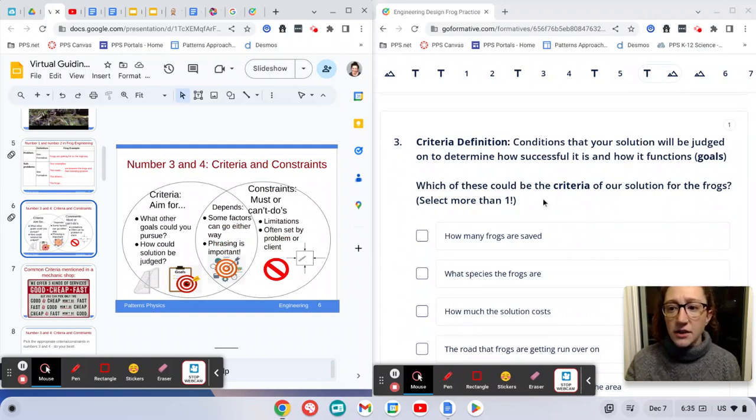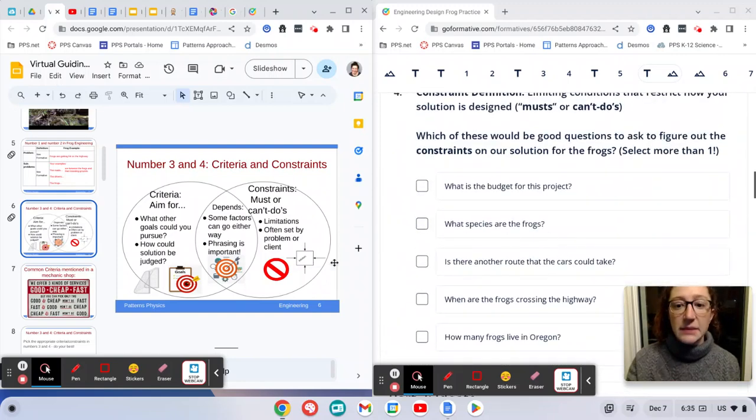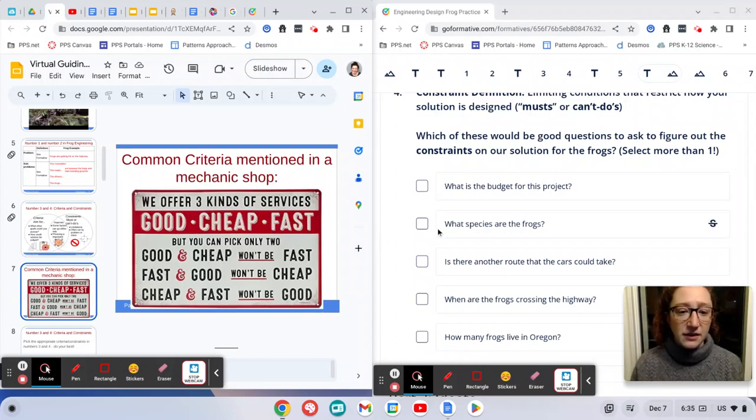So remember, criteria are the goals of our engineering problem. What is it that we are wanting to do? And then constraints are the things that are limiting what we are able to do. This is kind of a fun little sign you might see in a mechanic shop. We offer 3 kinds of services: good, cheap, fast. You can only pick 2, right? So good, cheap, and fast are criteria that people have for getting service for their car. But the constraint is that you can only pick 2 of those.